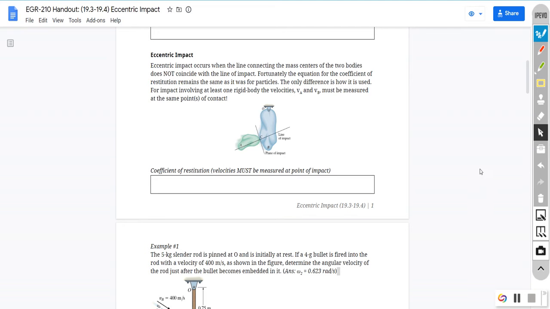Hello, and welcome back to sections 19.3 through 19.4. In this video, we'll be looking at an example that has eccentric impact. So that is going to be when we have a planar rigid body impacted by either another rigid body or a particle. The fortunate thing is our coefficient of restitution equation stays the same. It's that same equation that you wrote for particles. The only thing we have to be careful about is creating our lines of action.